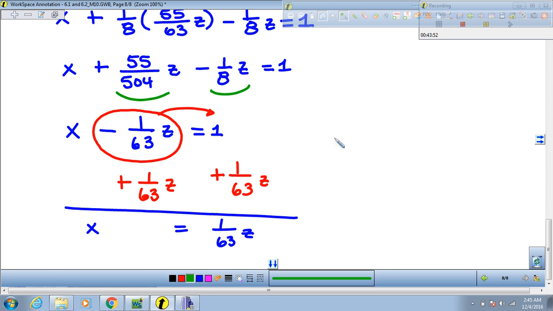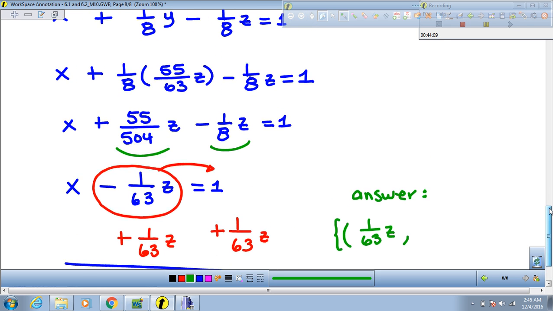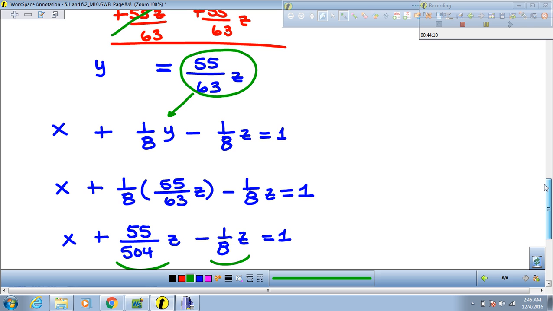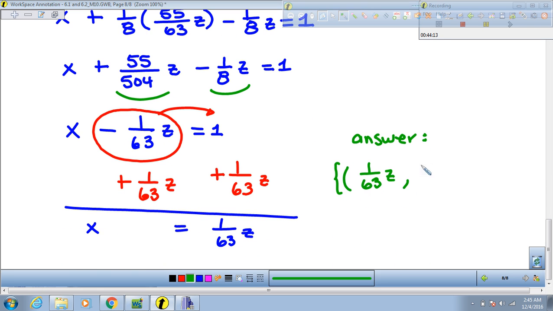And then you write the answer. So how is the answer going to look like? Remember, you're going to write it as bracket, parenthesis. First, the x value. What's the x value? 1 over 63z, the equation that represents the x value. Then the y value, it's 55 over 63z. And then at the end, the variable that was repeated, which is the z.